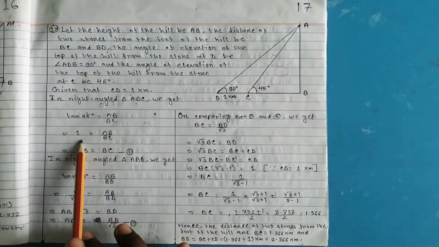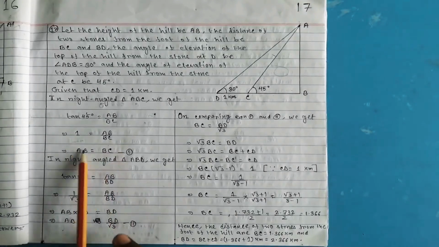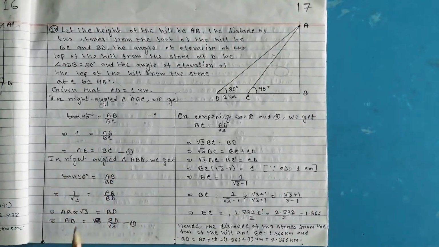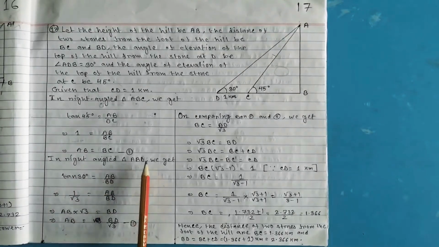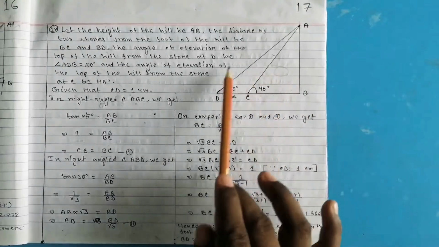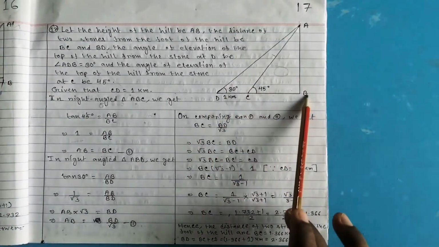And tan 45 degree equals 1, and AB upon BC. So if you do cross multiplication, then AB equals BC. This is equation 1. Now in right angle triangle ABD, this bigger triangle, tan 30 degree equals AB upon BD.